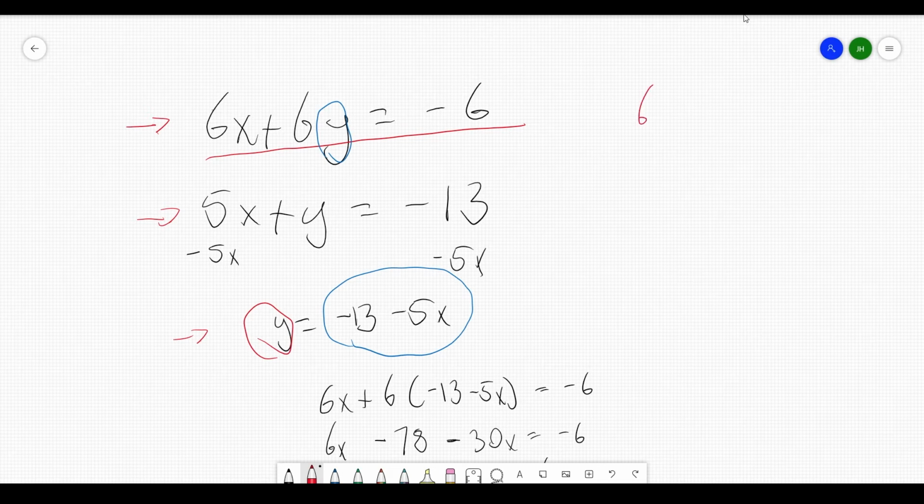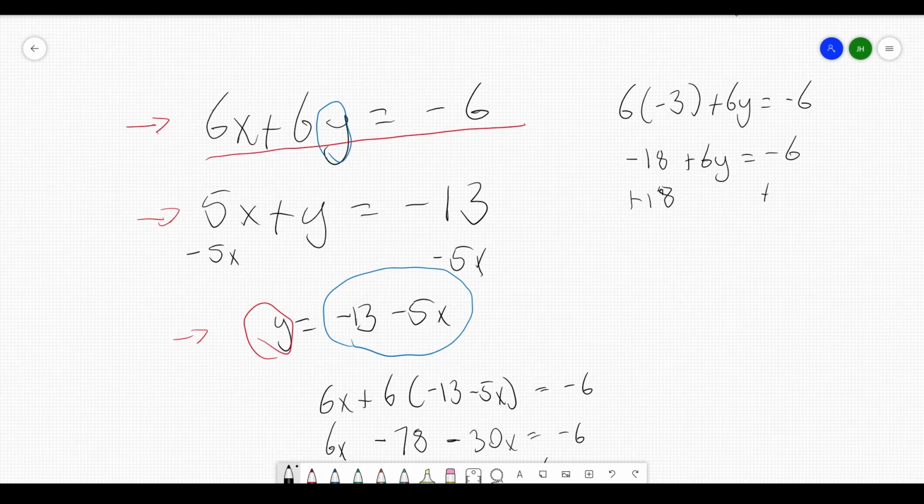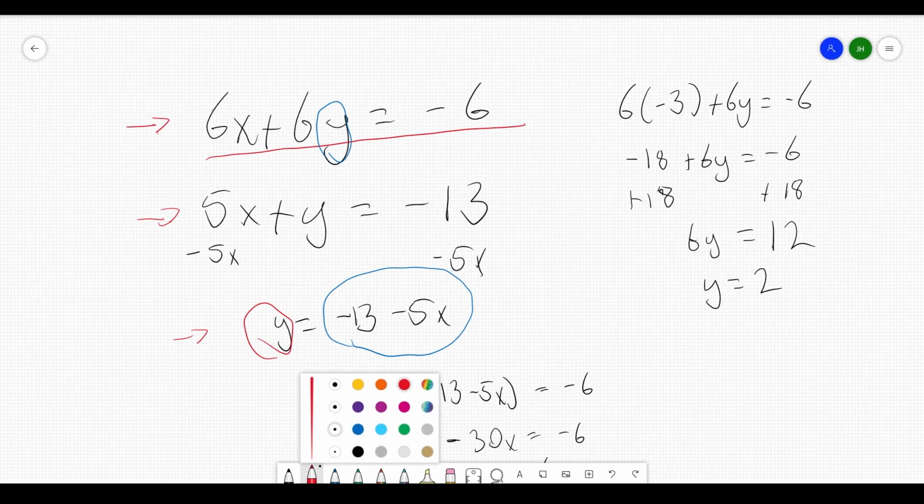Let's go 6 times negative 3 plus 6y equals negative 6. 6 times negative 3 is negative 18, plus 6y equals negative 6, plus 18 on both sides. 6y equals 12. So y equals 2. And then remember that you have to write this answer out in the right format. So y equals 2.